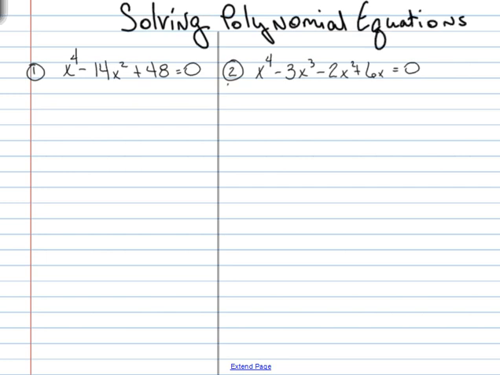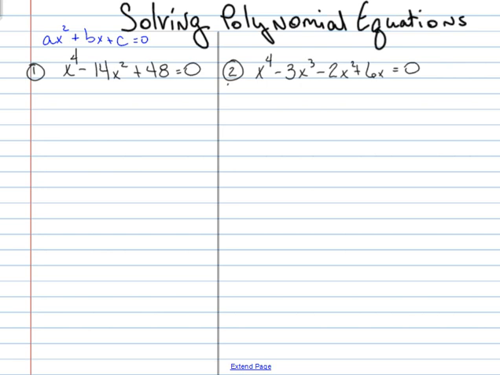Alright, today we're going to be solving polynomial equations. We're looking here at number one. Number one says we have x to the fourth minus 14x squared plus 48 is equal to 0. This one is a nice pretty trinomial and looks like it could be set up in the form of ax squared plus bx plus c is equal to 0, our standard form for a quadratic. Well, it's got x to the fourth, it's got x squared. So that doesn't, it's almost like it, but not exactly.